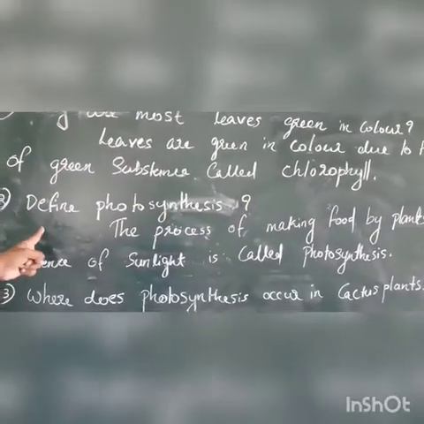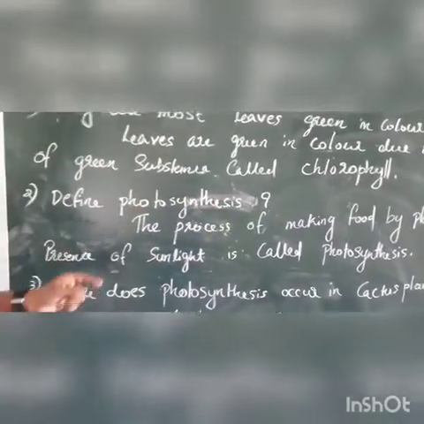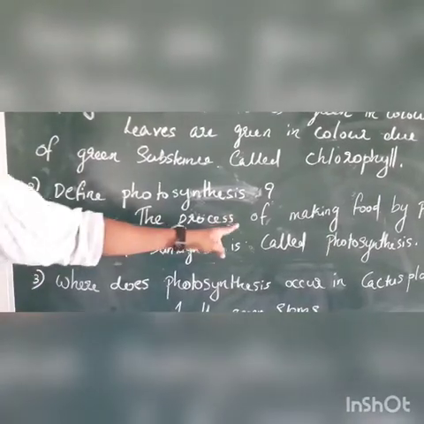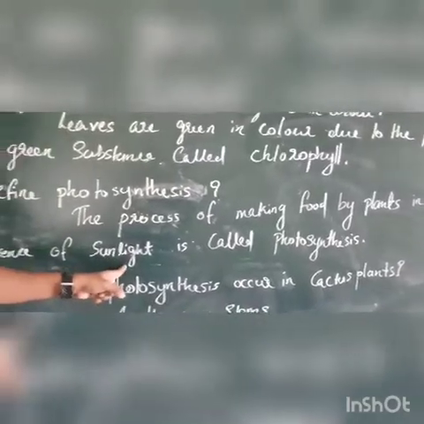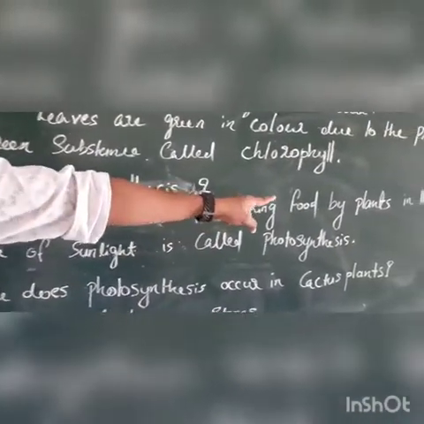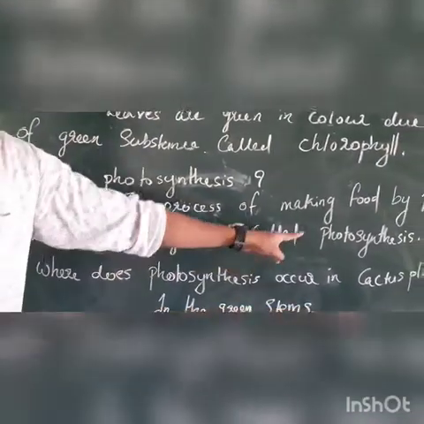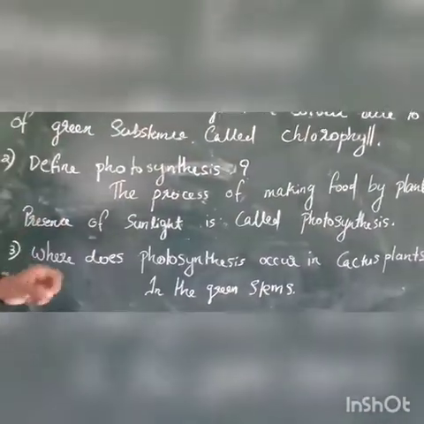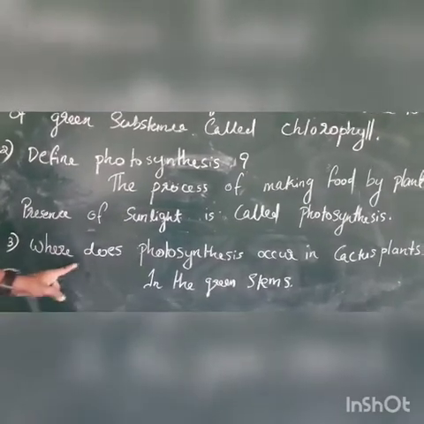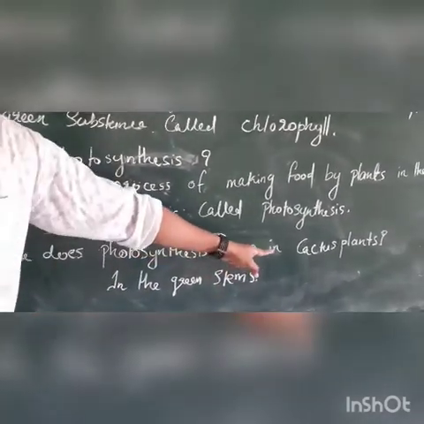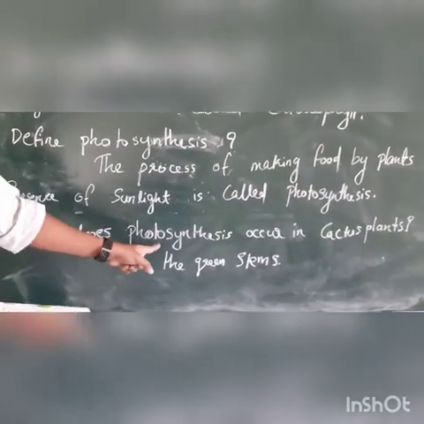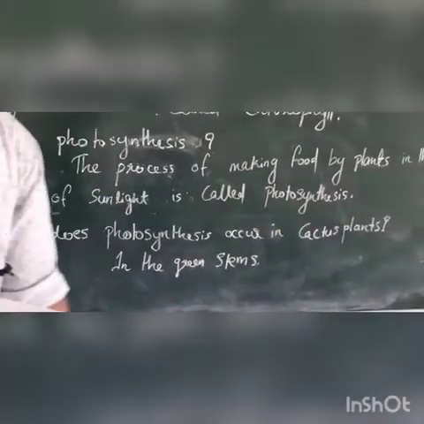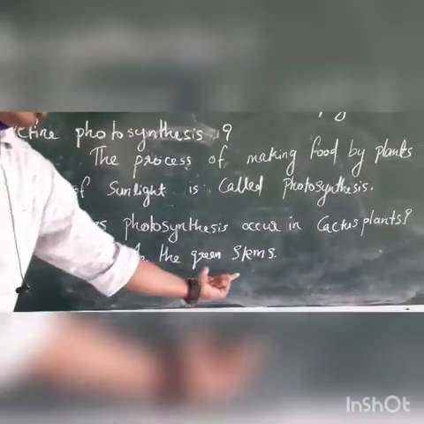Second question, define photosynthesis. Answer: the process of making food by plants in the presence of sunlight is called photosynthesis. Third question, where does photosynthesis occur in cactus plants? In the green stems.